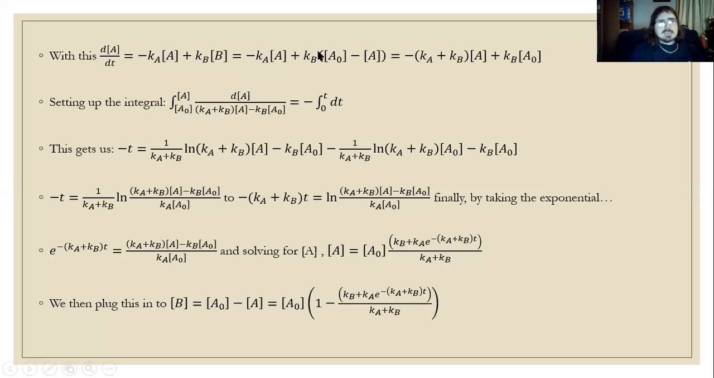So how are we going to deal with this? Well, because A sub 0 has to be equal to A plus B at any given time, we can say that B is equal to A sub 0 minus A. So plugging that in, now we have it just in terms of A. This is something now we can integrate. So factoring out all the A terms, knowing A sub 0 is constant, we can get that to the other side.